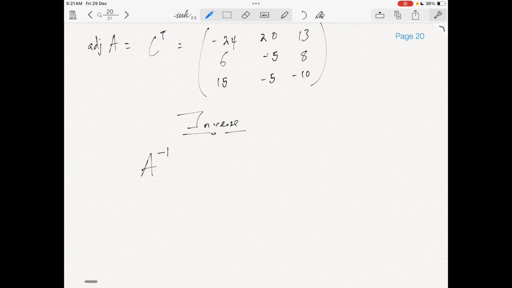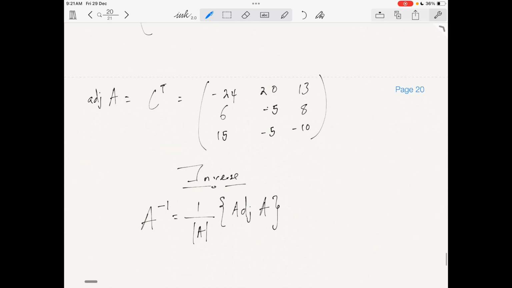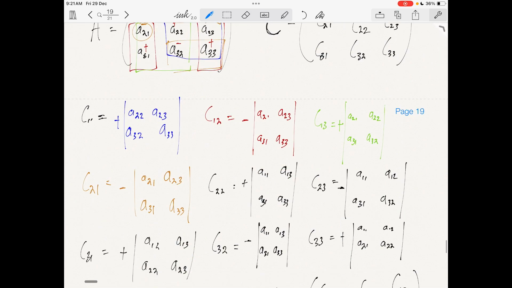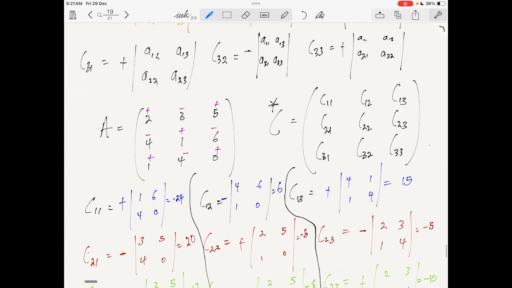Now the inverse of the matrix is 1 over the determinant of A multiplied by the adjoint of A. Okay. Now let's go back to our original question, where we have A to be 2, 3, 5, 4, 1, 6, and 1, 4, 0.